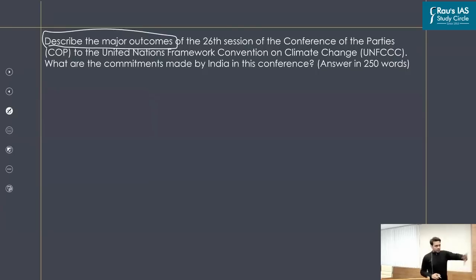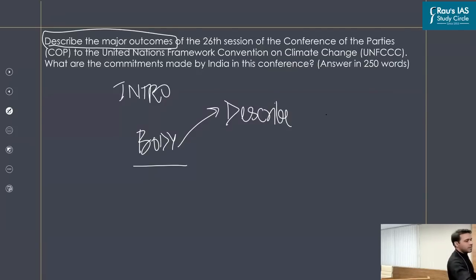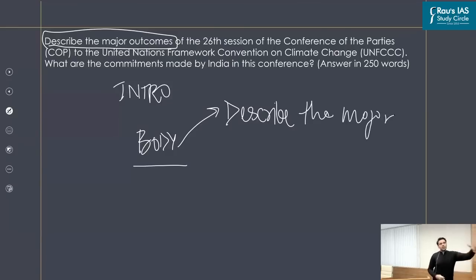So let's, for the time being, leave the introduction. Let's talk about the body part, right? When it comes to the body part, your body part should first clearly describe the major outcomes, right? Where you will talk about what steps or what were the final outcomes of the COP26 dealing with adaptation, mitigation, phase down, phase out of fossil fuels.